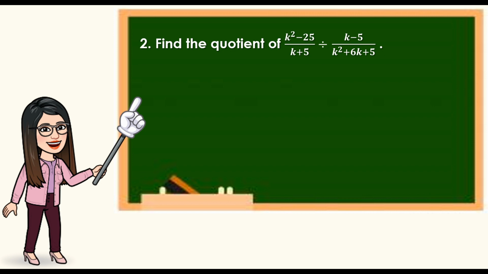Second example, find the quotient of k squared minus 25 all over k plus 5 divided by k minus 5 all over k squared plus 6k plus 5. Before we continue, let us first get the factors of k squared plus 6k plus 5. There you go. So these are the factors, the quantity of k plus 5 and the quantity of k plus 1. Let us solve.